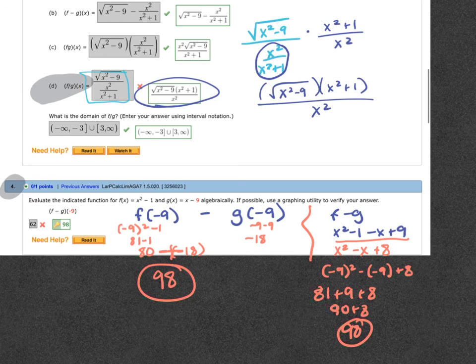So it doesn't matter which way: if you want to combine your functions first and then plug the value in, or you want to plug the value in and then add them, you could do it either way. The times you can't do it either way is like when you have that fraction, right? When you have a graph, you have to do them separately, which was like the notes.